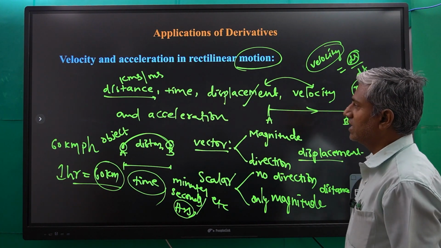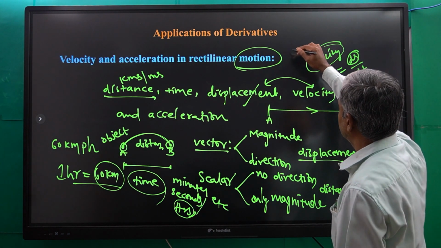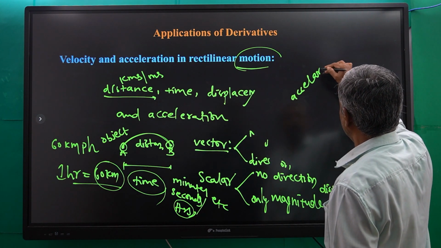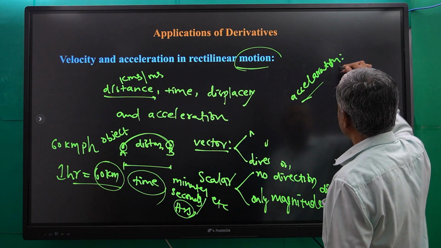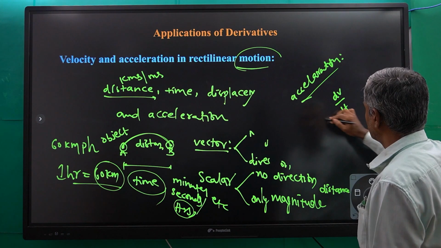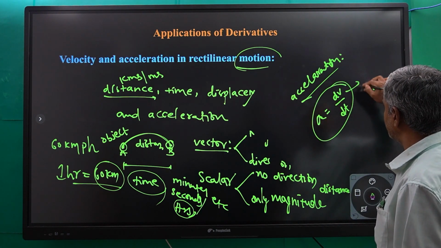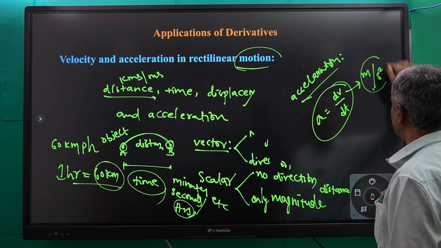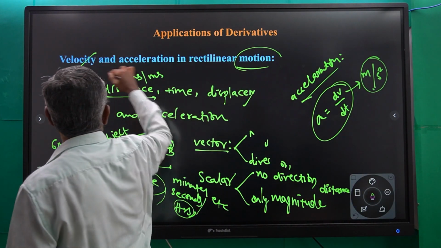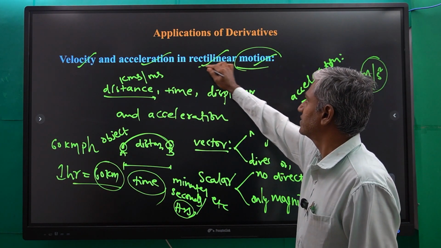And finally, acceleration. Acceleration defines the rate of change of velocity. The rate of change of velocity, that is dv by dt, is equal to acceleration. Therefore its units are meter per second square. So meter per second square is the unit of acceleration. Therefore, velocity as well as acceleration in a rectilinear motion, that is, the object which is moving in this direction.